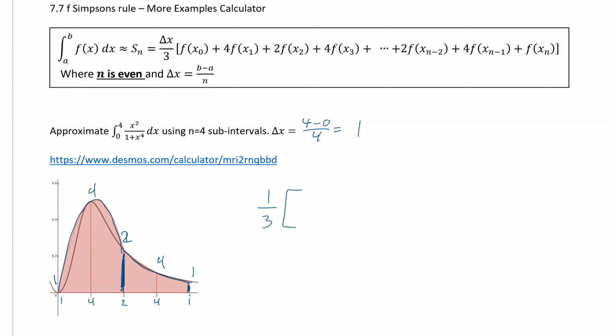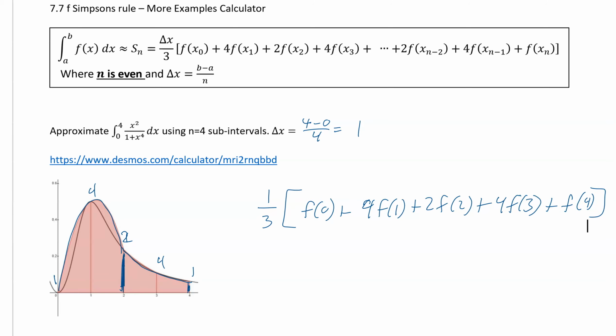So we would go f of 0, right? Plus 4 f of 1 plus 2 f of 2 plus 4 f of 3 plus f of 4. All right, and we just double check this. It's 5 of them. That checks perfectly. And we have 1, 4, 2, 4, 1, and 0, 1, 2, 3, 4. Perfect. Now we just plug it in the calculator and see what we get.